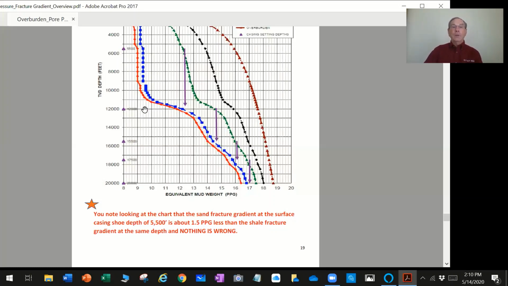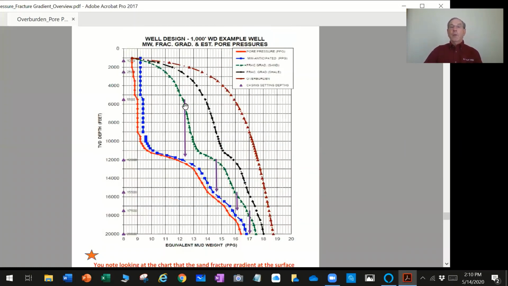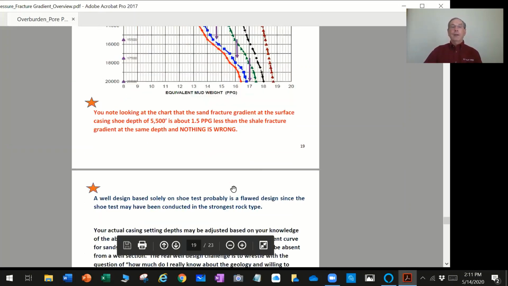Likewise, if I set casing at 12,000 feet, the sand fracture gradient now is about 14.6 pounds per gallon. For that next whole section, I'm only going to be able to drill looking up, my mud weight cannot exceed about 14.6 pounds per gallon, and I'm going to have to set casing again. And likewise, I do this again, and I do this again. So you have to set casing strings to mitigate lost returns based on the sand fracture gradient. Okay, very important concept.